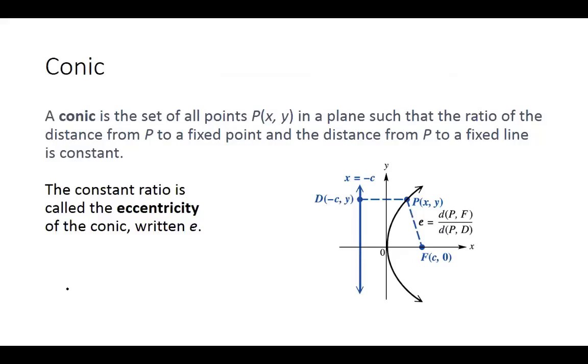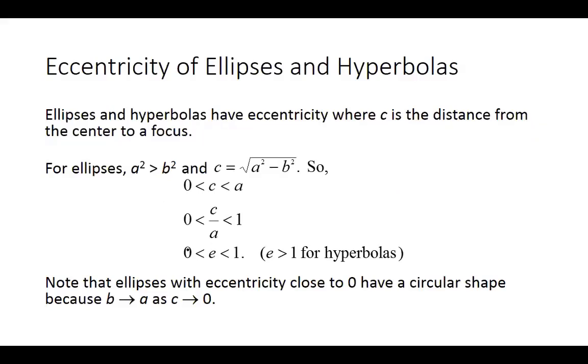The conic is a set of all points in a plane such that the ratio of the distance from P to the fixed point and the distance from P to the fixed line is constant. The constant ratio is called the eccentricity of the conic, written as letter e. Ellipse and hyperbola have eccentricity, where c is the distance from the center to a focus.